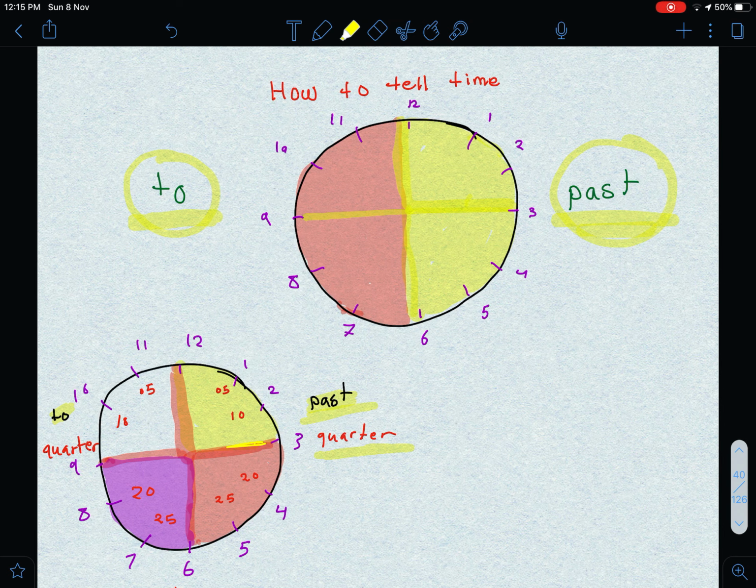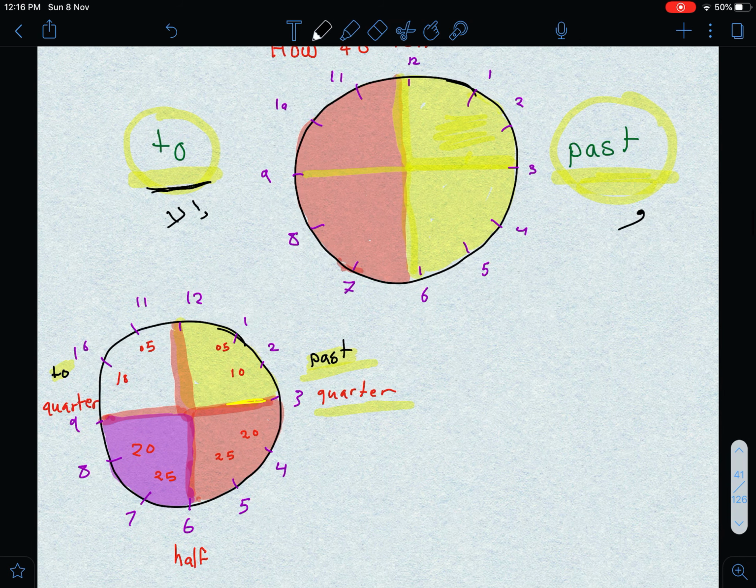So this is a clock. The numbers in purple are the hours: 12, 1, 2, 3, 4, 5, 6, 7, 8, 9, 10, and 11. In this way, we are dividing the clock into quarters, into 4. Anything in this part, they call it past. And anything after 6, they call it to.